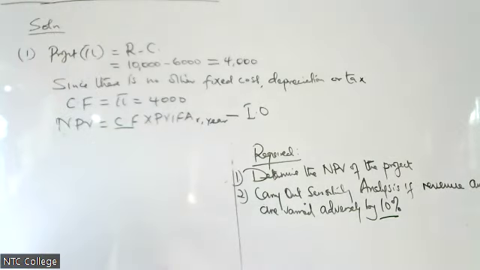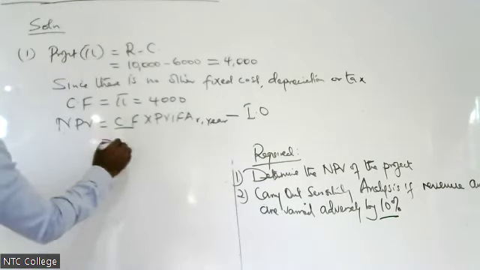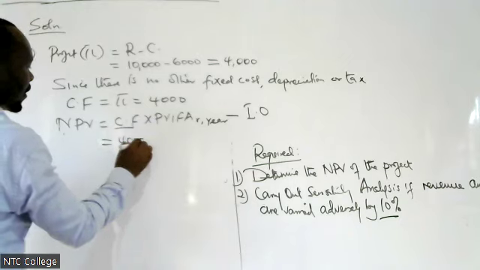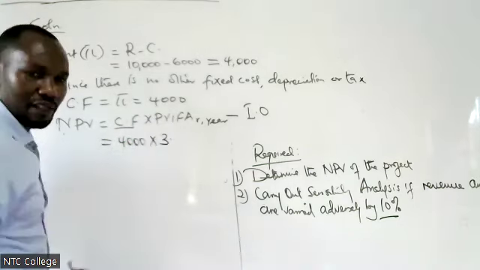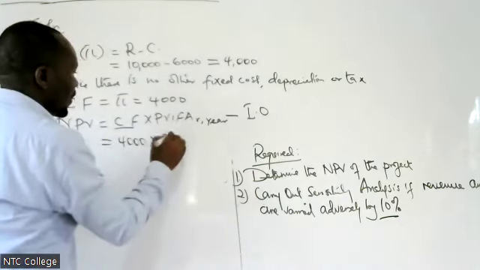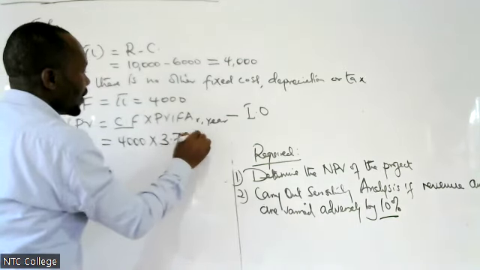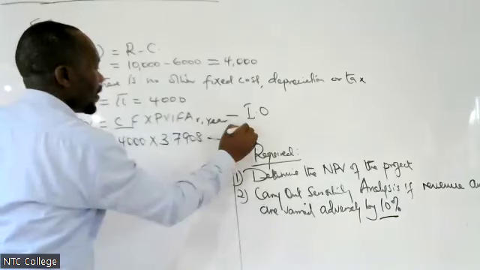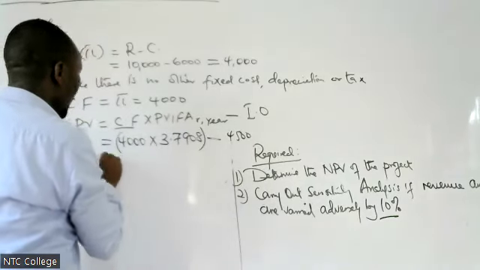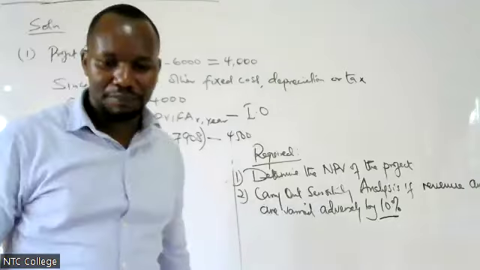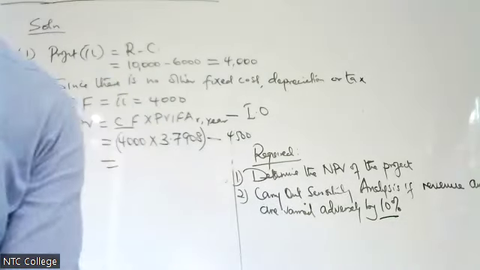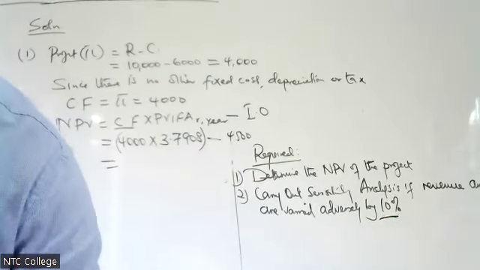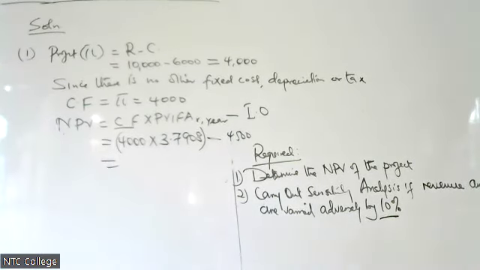So we are going to have cash flow. The cash flow is now 4,000 times 3.7908 minus IO, which was 4,500, right? So all this, what are you getting? Sadia is getting NPV to be 10.